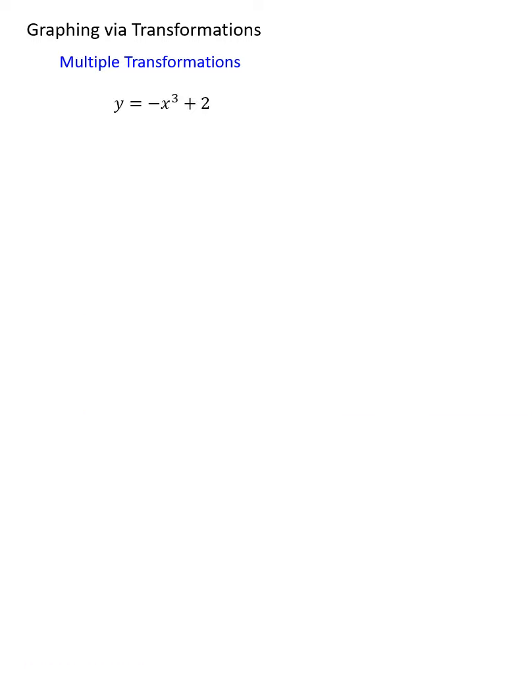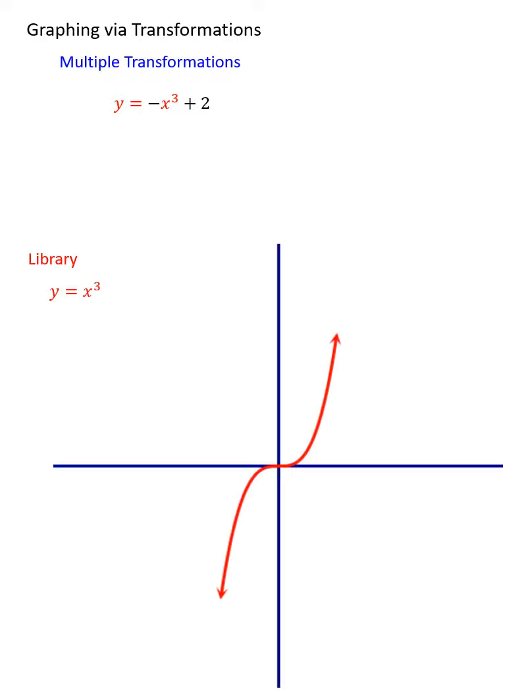Let's take a look at one more problem here from our function library with the 4 basic functions in it. When graphing this, the first thing that occurs to me is that I have a graph that's going to be a transformed cubic. So I go to my library and pull out my memorized cubic. And then I think about the transformations.